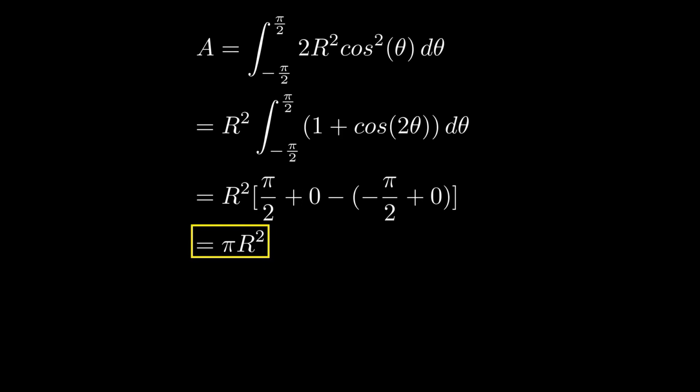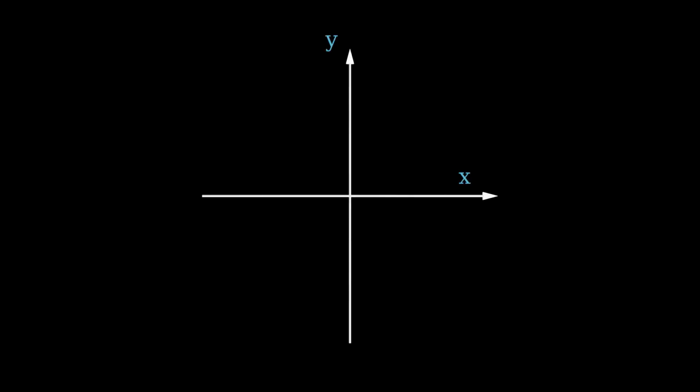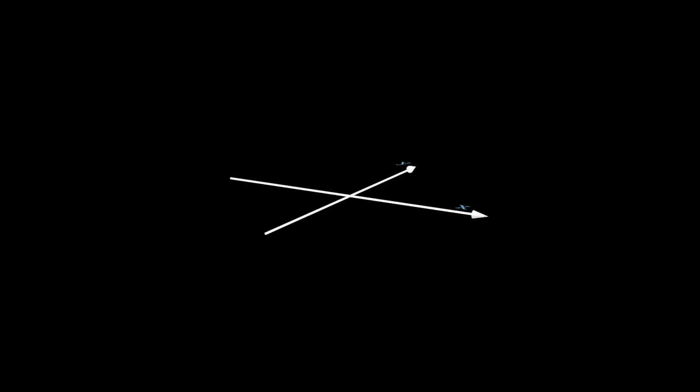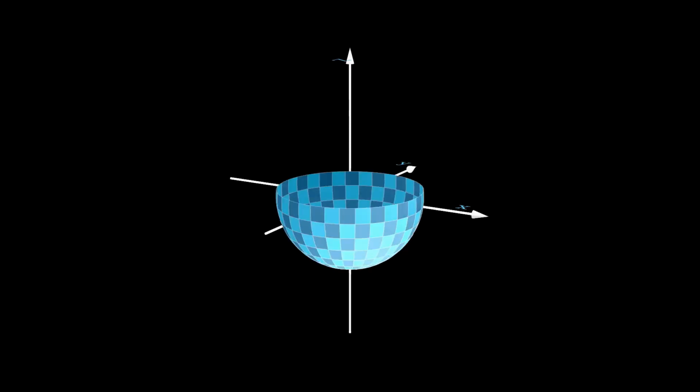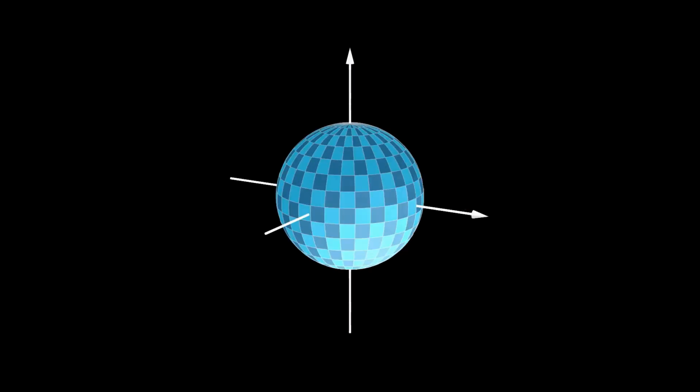Now that we've calculated the area of a circle, let's go into 3 dimensions to find the volume of a sphere. So firstly, we need to add an axis that is perpendicular to both the x and y axes. We can call this the z-axis. Now, let's say we have a sphere in this 3D world. How do we calculate its volume?